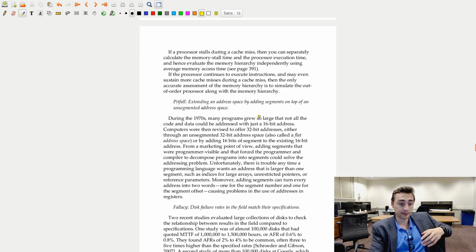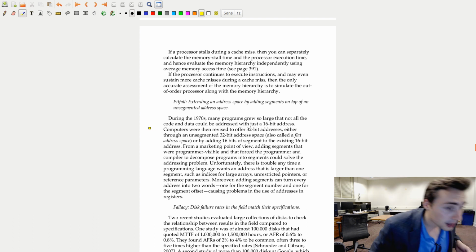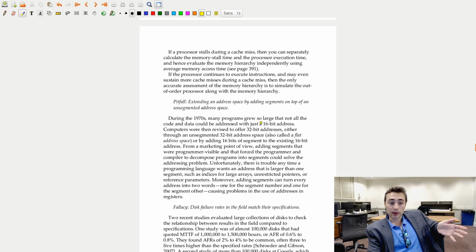Let's see another pitfall. Extending an address space by adding segments on top of an unsegmented address space. So let's read into this a little bit more. During the 1970s, many programs grew so large that not all the code and data could be addressed with just a 16-bit address. So computers were then revised for 32-bit addresses through an unsegmented 32-bit address space called a flat address space, right? By adding 16 bits of segment to, let's see, I lost where it was.